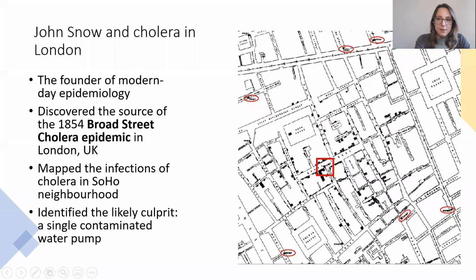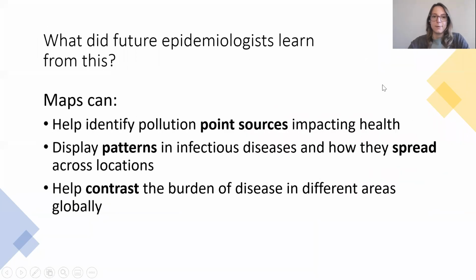Now, what did future epidemiologists learn from this? So again, they learned that maps can help you identify pollution point sources that are impacting the health of, let's say, residents in a neighborhood. Maps can also display patterns in infectious diseases and how they spread across various locations. And they can help you contrast the burden of diseases across different areas, especially on the global scale. You can compare incidence rates from multiple nations and get a sense of what the burden of a disease is, let's say, across an entire continent.